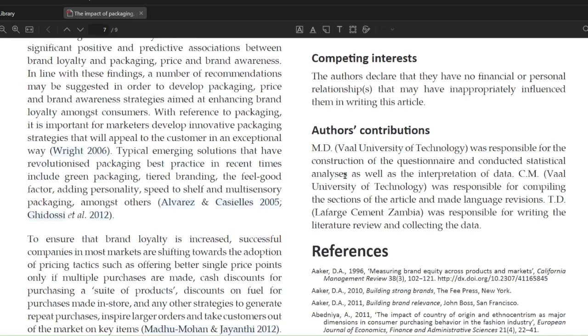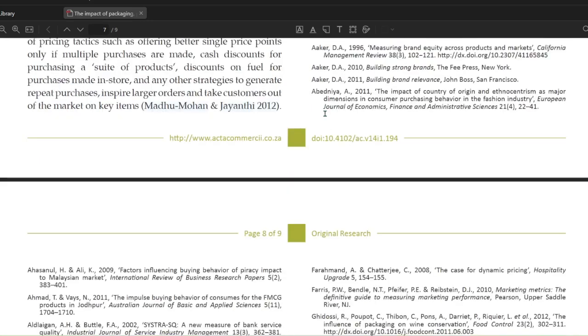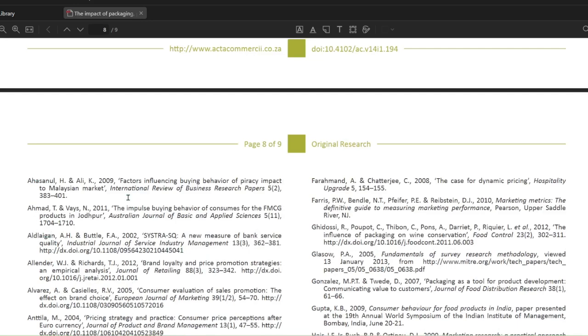Another thing is authors' competing interests. They also declared that the authors have no financial or personal relationships that may inappropriately influence them in writing this article. And lastly, the reference section here. From here, we can do further studies in depth if we want to know about any particular study.